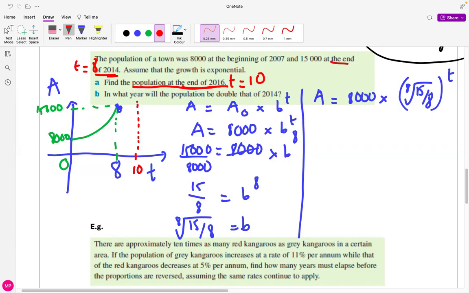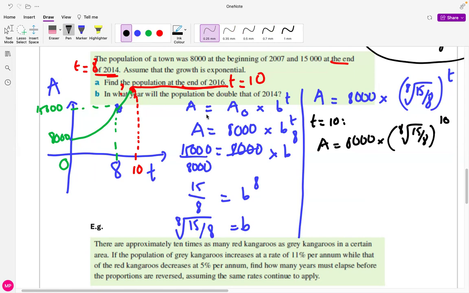If you keep increasing, if I expand the graph, they want to know what the new population is there. All right. Basically, we just substitute 10 in. So at t equals 10, A will be 8,000 times the 8th root of 15 over 8, to the power of 10, like that. And then you just work it out on the calculator, and whatever that is, is the answer.